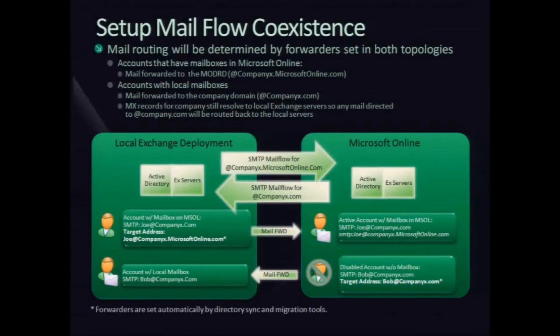Anything for someone who's up on Microsoft Online will get forwarded through this special domain that we have. Anything that needs to go to the on-premise environment, we'll just use their regular domain at company.com. And it doesn't matter how it's originally addressed. If it's user@company.com, that'll first go on-premise, but then it'll get forwarded to where it needs to go. And so that's how mail routing works.